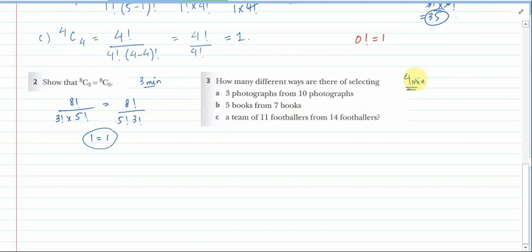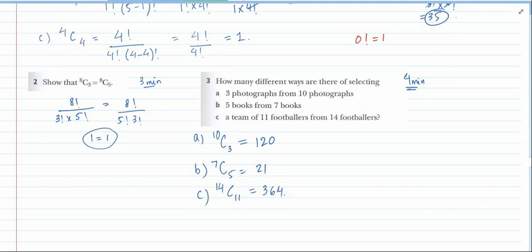So start. Alright, for the first one, it says 3 photographs from 10 photographs, so that will be 10 combination 3. You can find out the value of 10 combination 3 easily with the help of calculators. So 10 combination 3, it's 120. For part B, 5 books from 7 books, so that leads to 7 combination 5, and the answer is 21. For part C, a team of 11 footballers from 14 footballers, so from 14 you need to select any 11, so 14 combination 11, it's 364. Alright, these are your 3 answers. Easily, the working formula for combination we have applied, and found the answer by using calculator. After that, moving on to the next one.